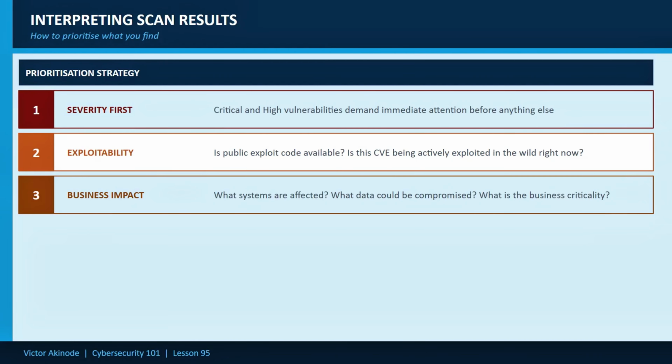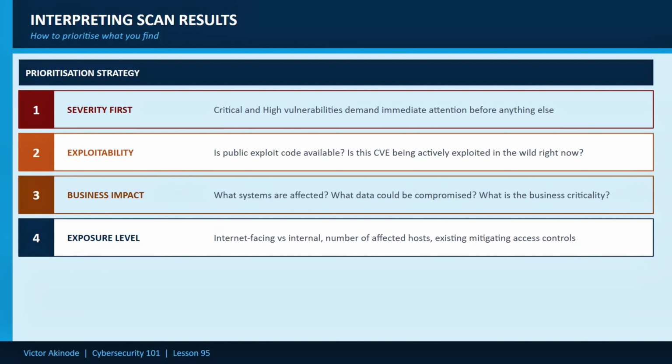And thirdly, evaluate business impact. Ask yourself, what are the systems affected? What data could be compromised? What is the business criticality of those systems? And the fourth one, consider exposure level. Ask yourself, are these internet-facing systems or internal systems? How many hosts are affected? And what access controls already exist to fix this?